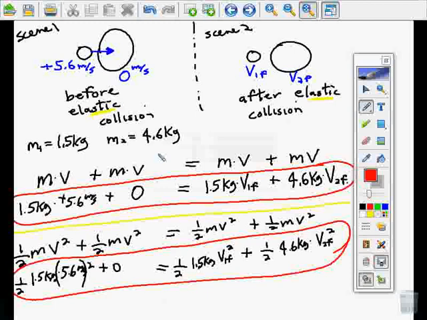Why is what 0? Right here? Because you see the big sphere? It's at rest at the beginning. So before the collision, its momentum is 0 and its kinetic energy is 0.